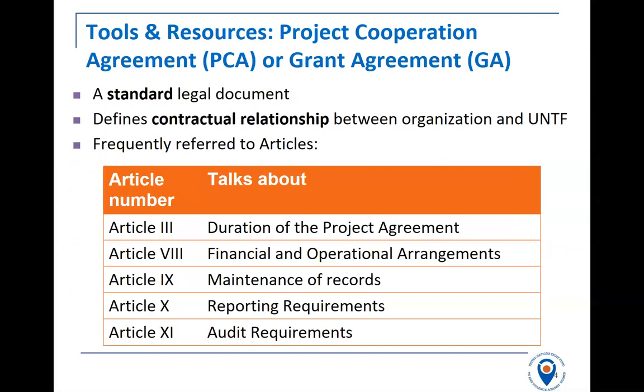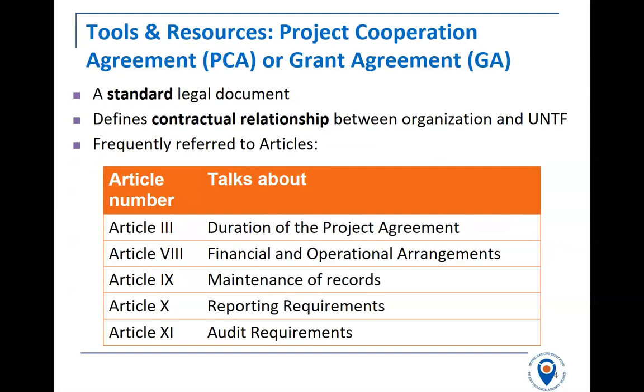Article 9 sets out the importance of maintaining records. You must maintain adequate supporting documents for all expenditures, and I will talk that through. And Article 10 will set out when your reports are due, which is every 6 months. Basically, every 6 months you will be expected to do a financial report.